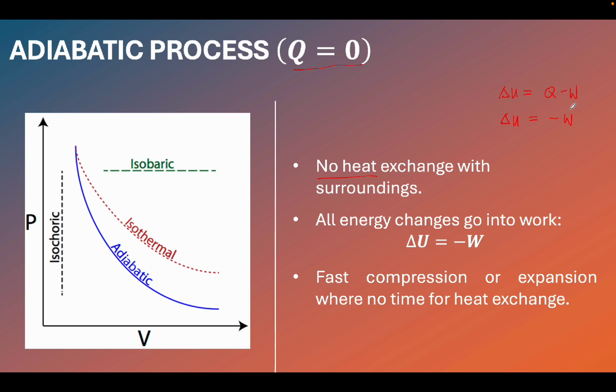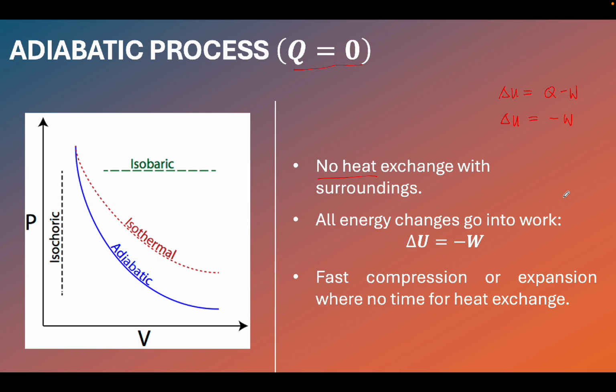Now, if the system does work, its internal energy decreases. Negative work, so the change in internal energy is just equal to the negative of the work. Meaning, if the system does work, then the internal energy decreases and the temperature drops. Now, if work is done on the system, its internal energy will increase, so therefore the temperature will rise.